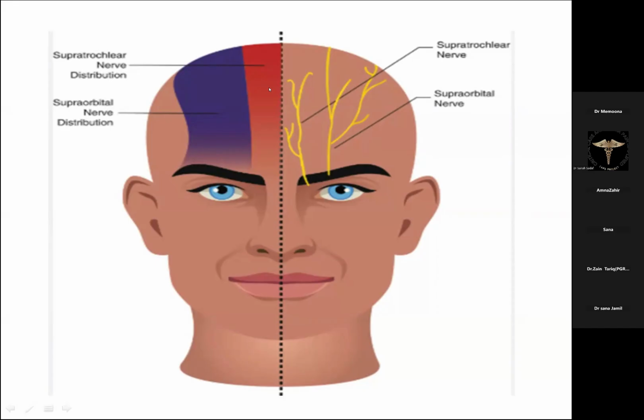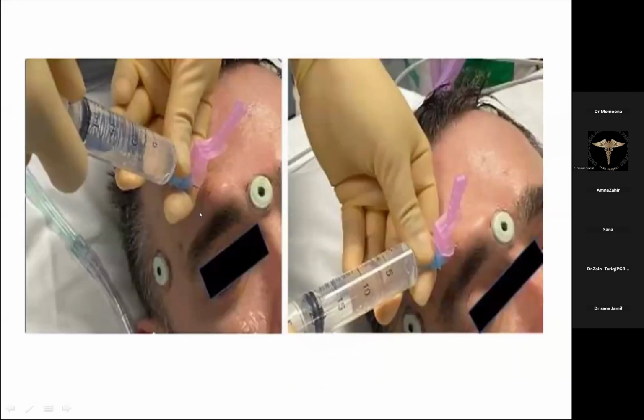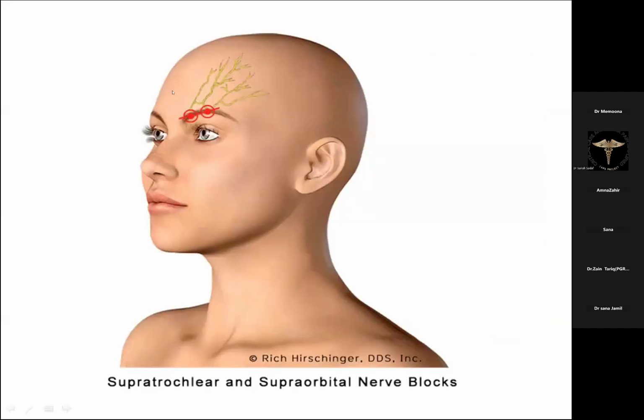Here you can see after identifying the supraorbital foramen, the supraorbital nerve is blocked. Then the angle of the syringe is dropped down and the remaining portion of the needle is directed medially. An additional 1 or 2 mL of local is injected to block the supratrochlear nerve through the same puncture site. After blocking the 2 nerves, this whole anterior area up to the vertex is blocked.